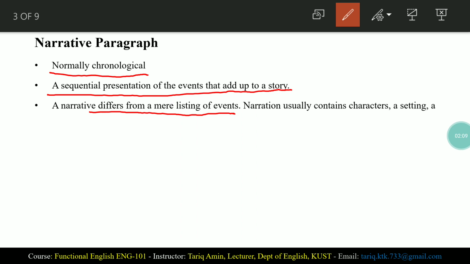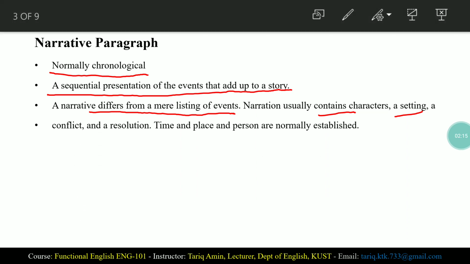narrating a story. Narration usually contains characters, a setting, a conflict, and a resolution. Narrative or narration usually contains these 4 things. The first one is characters, the second one is setting, the third one is conflict, and the fourth one is resolution. And time, place and person are normally established in different narrative paragraphs. So in narrative paragraphs, different authors narrate a story and present different events in sequential order.